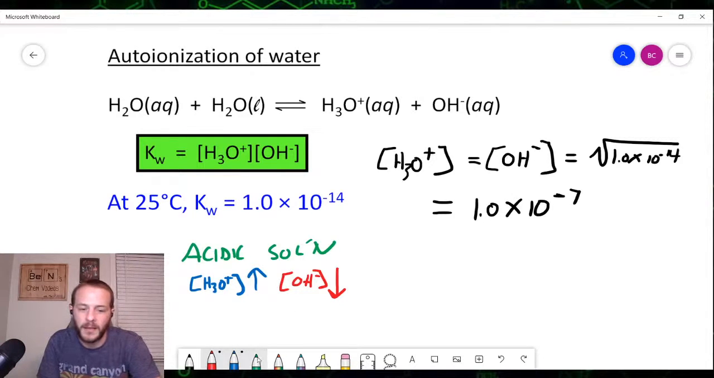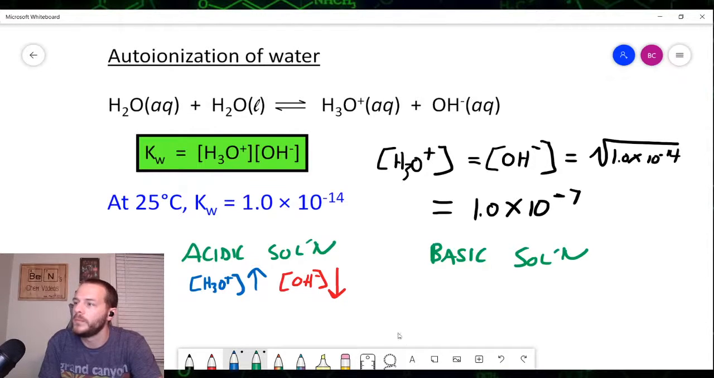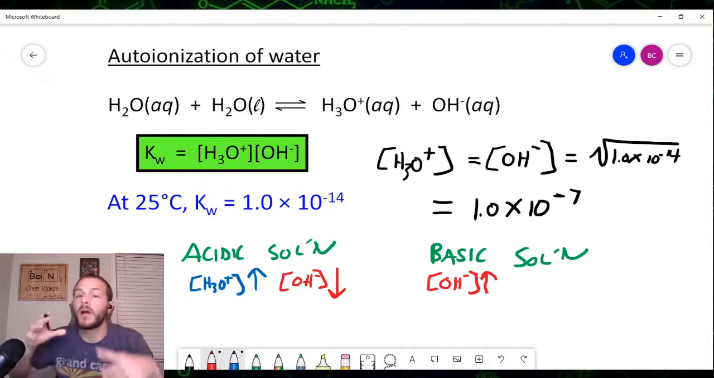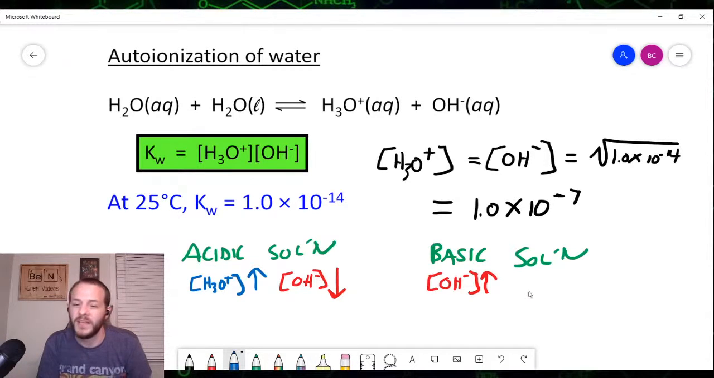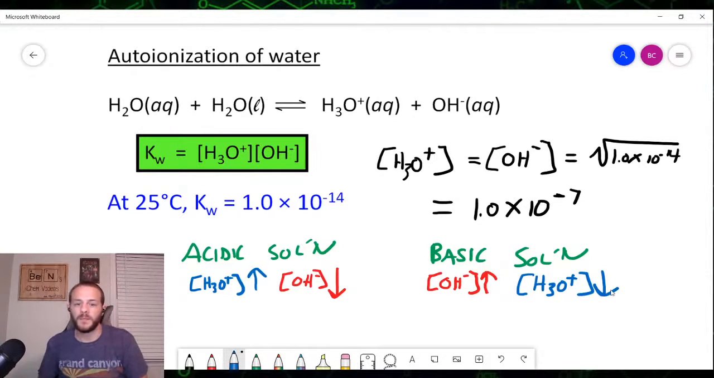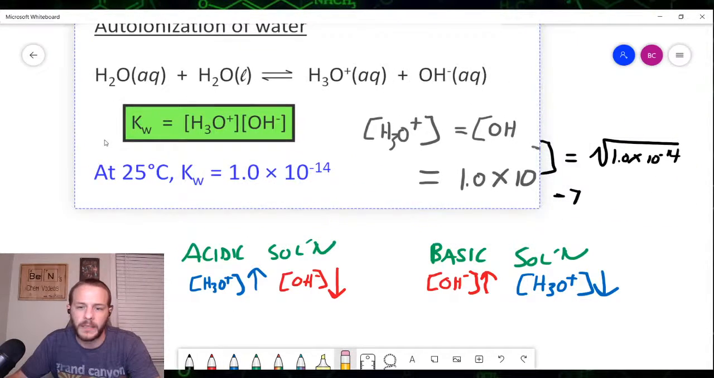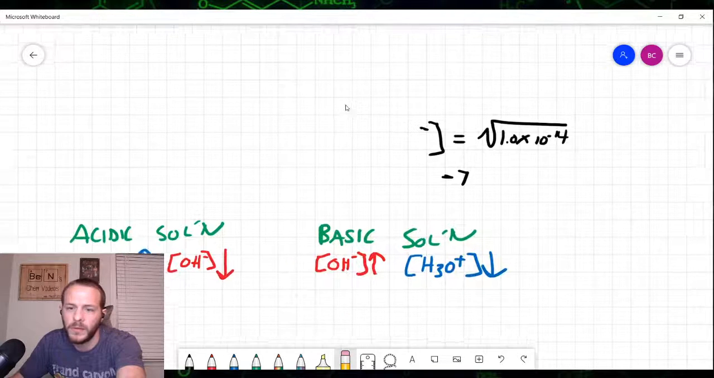And so if we look at the opposite, let's say we have a basic solution, right? Well, what that means is that your hydroxide ion concentration, OH minus concentration, is going to go up. And again, the product of the concentration of H3O plus and the concentration of OH minus is always going to be equal to Kw. And so the only way that equation can still be valid is if your hydronium ion concentration goes down, right? And so I'm going to erase some of this stuff just so that we can get more of a numerical, mathematical understanding of it.